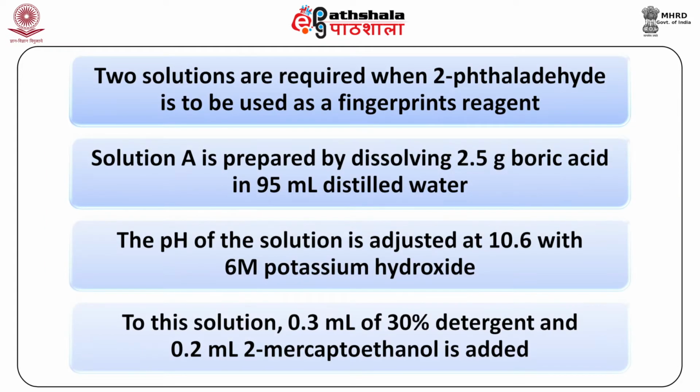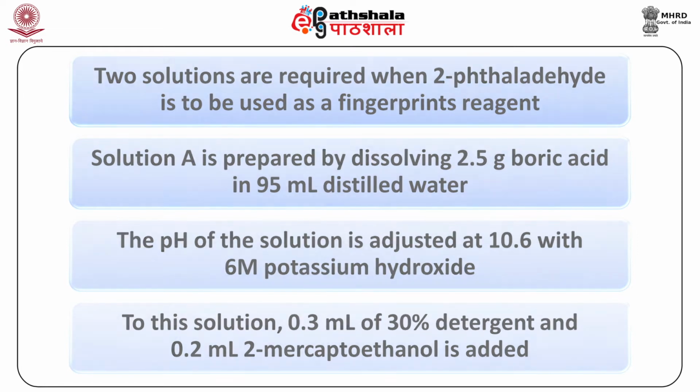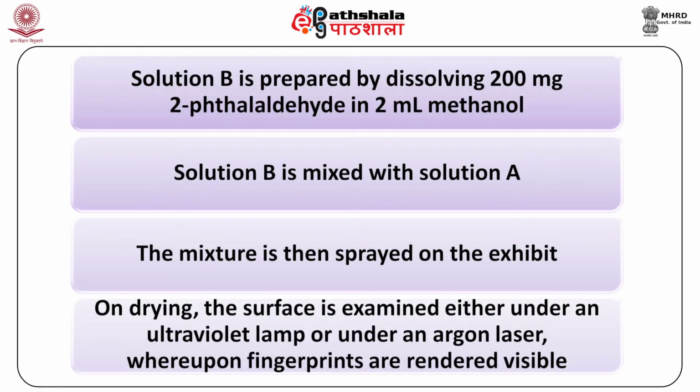Two solutions are required when o-phthalaldehyde is to be used as a fingerprint reagent. Solution A is prepared by dissolving 2.5 gram boric acid in 95 ml distilled water. The pH of the solution is adjusted to 10.6 with 6 N potassium hydroxide. To the solution, 0.3 ml of 30% detergent and 0.2 ml 2-mercaptoethanol are added. Solution B is prepared by dissolving 200 mg o-phthalaldehyde in 2 ml methanol. Solution B is mixed with solution A. The mixture is then sprayed on the exhibit. On drying, the surface is examined either under an ultraviolet lamp or under an argon laser, whereupon fingerprints are rendered visible.